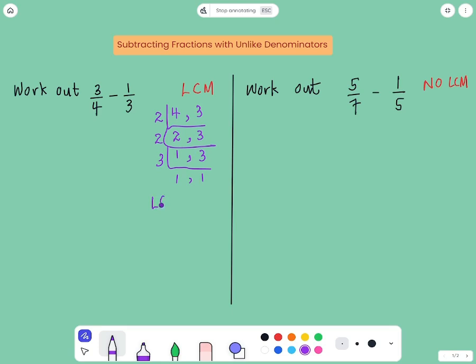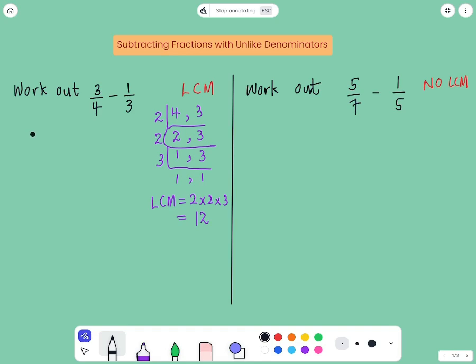So LCM equals 2 times 2 times 3. That is 2 times 2, 4. 4 times 3, 12. Now the common denominator is 12.